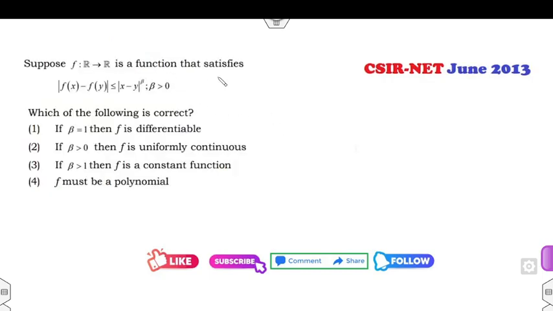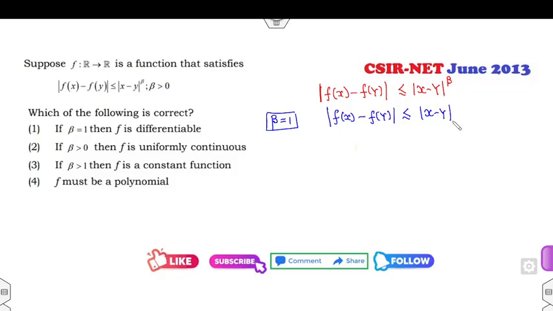If f is a mapping from R to R such that |f(x) - f(y)| is less than or equal to |x - y| raised to the power beta, where beta is strictly greater than 0. Then the first option is: if beta is equal to 1, what will happen? |f(x) - f(y)| is less than or equal to |x - y|. Then f is differentiable. Can you think of any non-differentiable function? First of all, what comes to your mind when we are talking about the non-differentiable? Can you provide me any example which is non-differentiable?